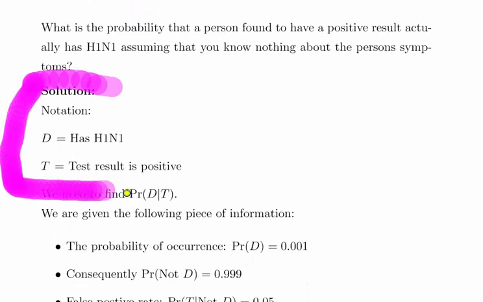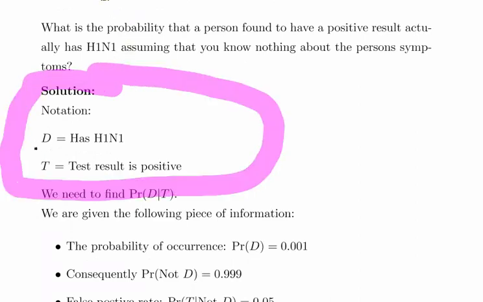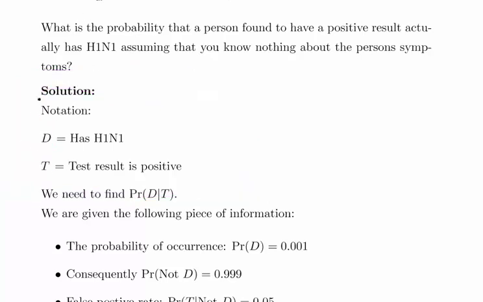Let's start off by making a statement of our notation. You should always do this at the top of the exam paper: your solution, just state what they are. D is having the disease, so D means that they actually have H1N1. T is test positive, the test result is positive. Sometimes I might also put P for positive, and F for a false result. You have to put a bit of thought into what you're saying there. Anyway, D and T are what we're going to call our events.